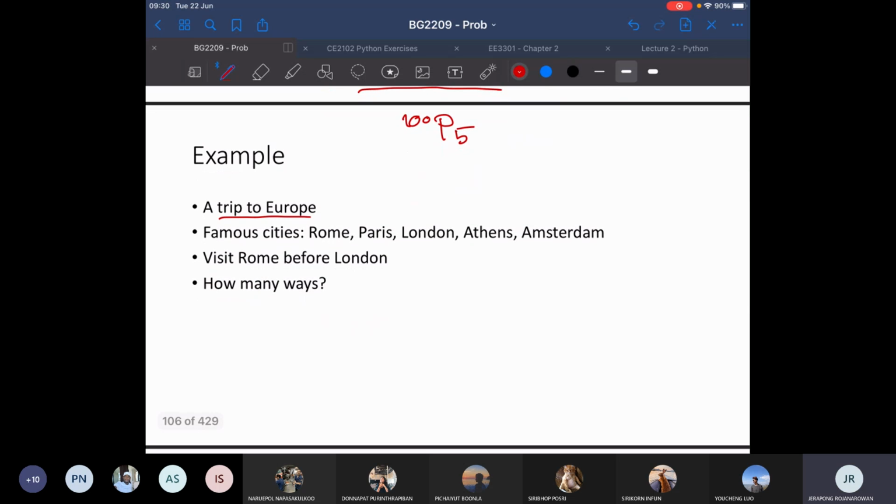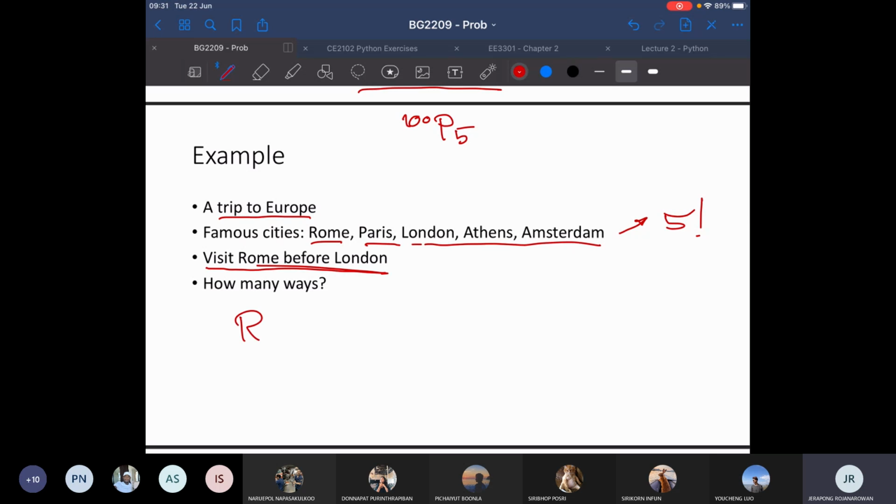So if you have a trip to Europe, right? So you have Rome, Paris, London, Athens, Amsterdam. Still remember this one? If you count the number of ways you can do this, it's going to be 5 factorial, right? However, I put one condition that Rome must be before London. In that case, Rome must be before London.